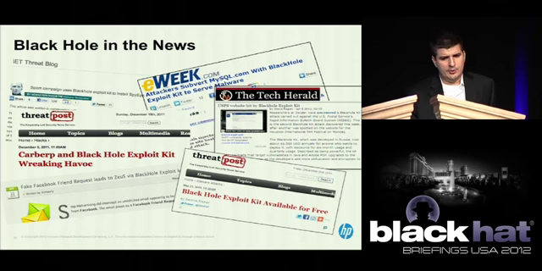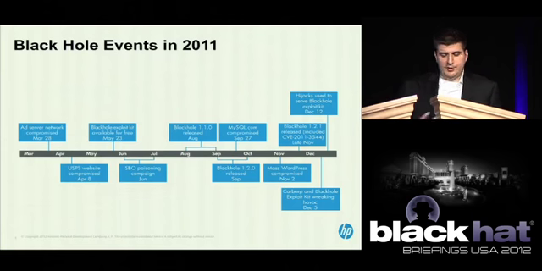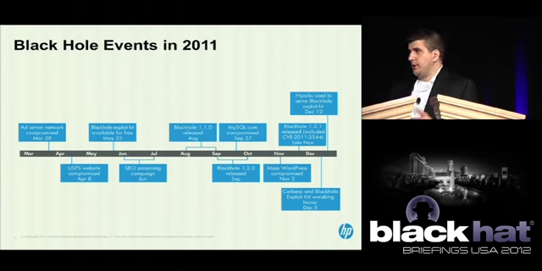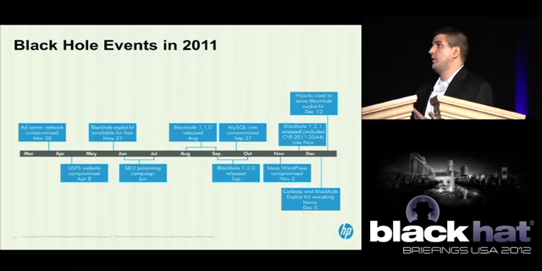I'll talk a little more about some of this, and this is a timeline of a lot of events that happened in 2011. Some of them I just talked about. Early in the year, an ad server network was compromised, and that was one of the first big stories I saw about Blackhole. They also did a lot of SEO poisoning. They ended up releasing 3 different versions of their kit in 2011.